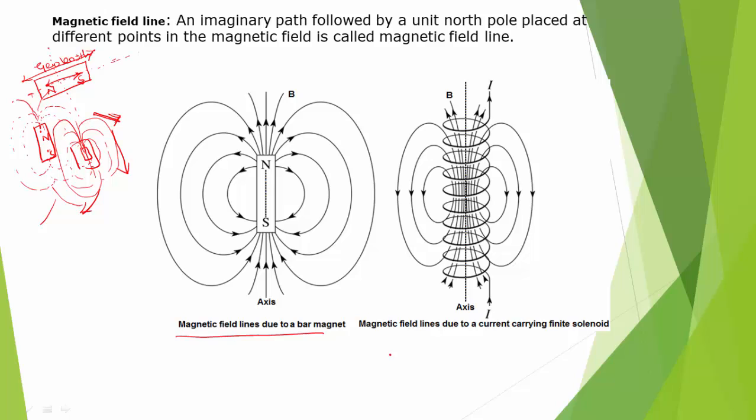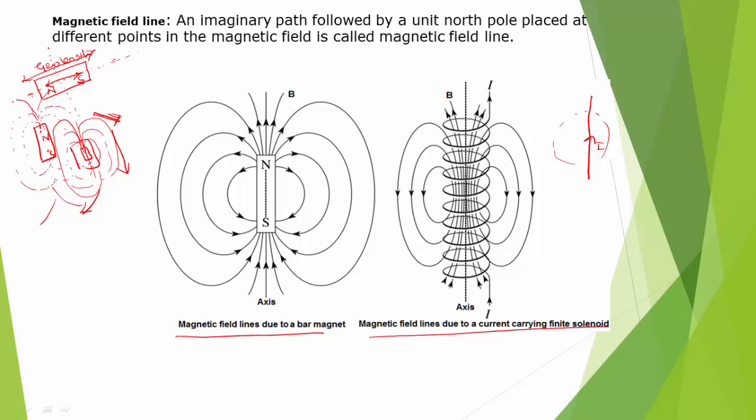And here is the magnetic field due to a current carrying finite solenoid. The current carrying conductor acts as a solenoid. Here this is the conductor. When the current flows through the conductor, the magnetic field is produced. Already all these concepts you have studied in your moving charges and magnetism topic, right? Magnetic field lines are the imaginary loops used to represent the magnetic field of a magnet, or the imaginary path followed by a unit north pole placed at different points in the magnetic field. It is called magnetic field line.